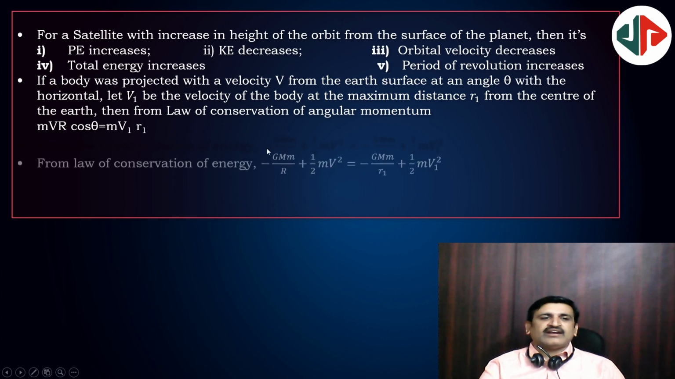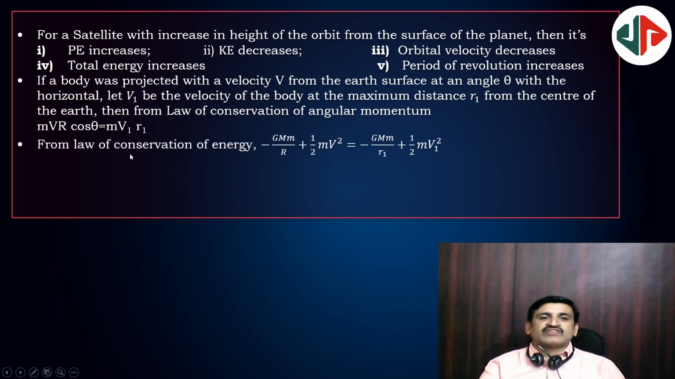Okay, and next, from the law of conservation of energy. Suppose a body was projected with velocity v from the earth's surface at an angle theta with the horizontal, and v1 is the velocity of the body at the maximum distance r1 from the center of the earth. Then from the law of conservation of angular momentum, mvr cos theta equals mv1 r1.